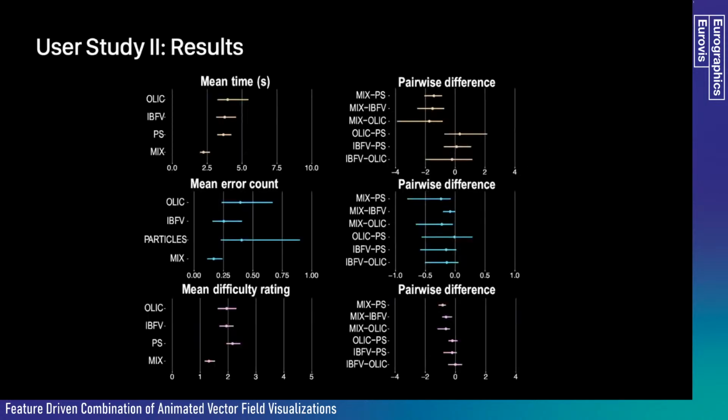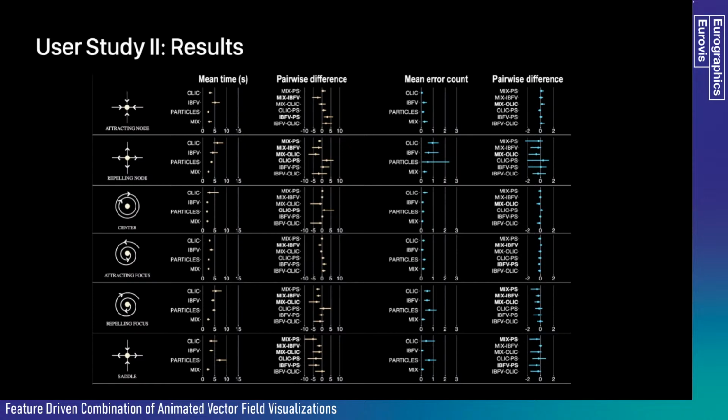Here we have the results. In this experiment, we also asked participants to report on the difficulty of the task. We see that there is evidence that mix is more efficient than the three other techniques and produces fewer errors than particle system and oriented line integral convolution. It is also perceived as less difficult than the other techniques. Here we have the results per feature. We see that for each feature, mix is at least as good as the better technique between the other three.